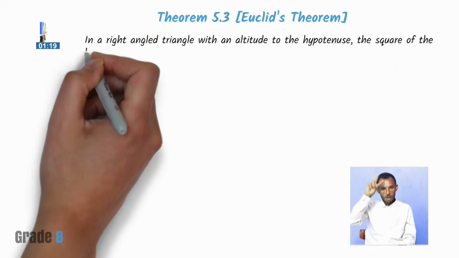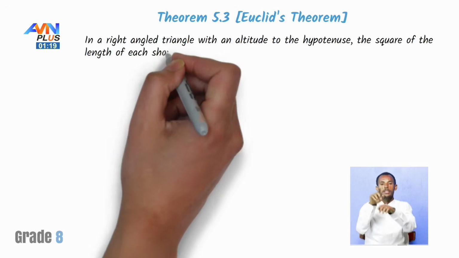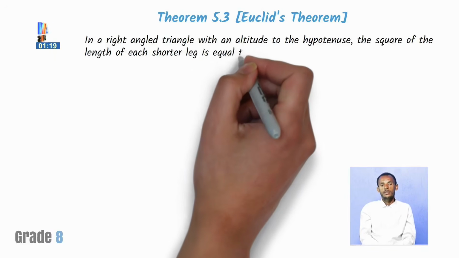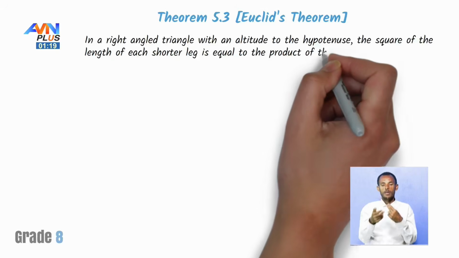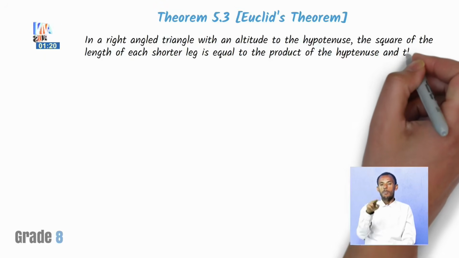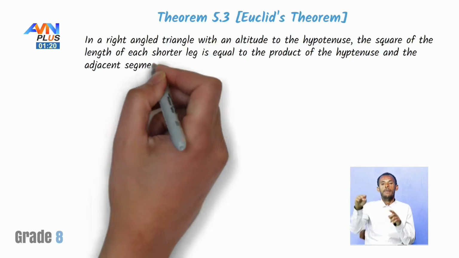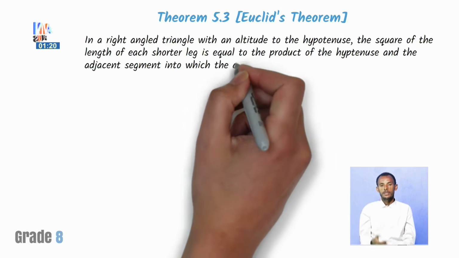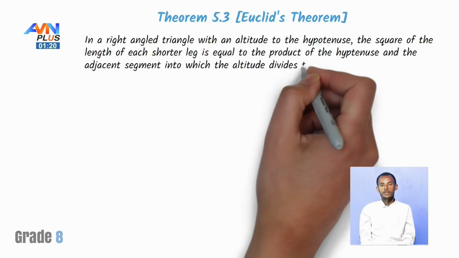The square of the length of each shorter leg is equal to the product of the hypotenuse and the adjacent segment into which the altitude divides the hypotenuse.